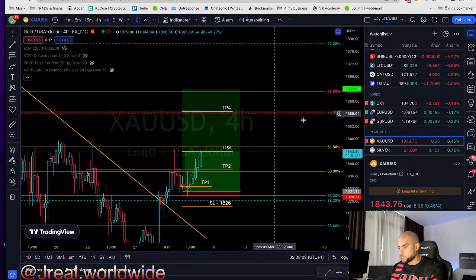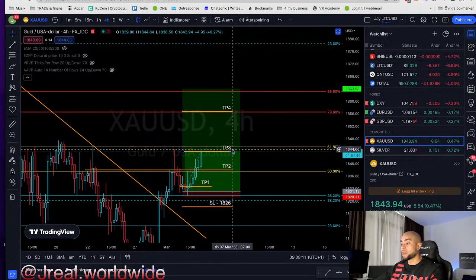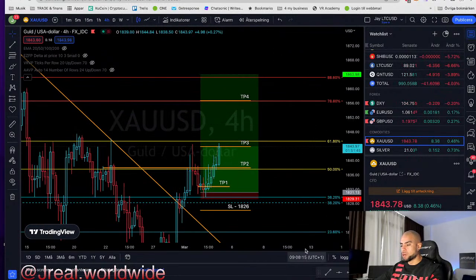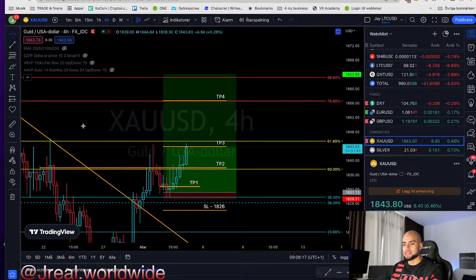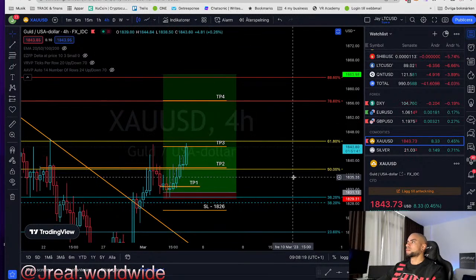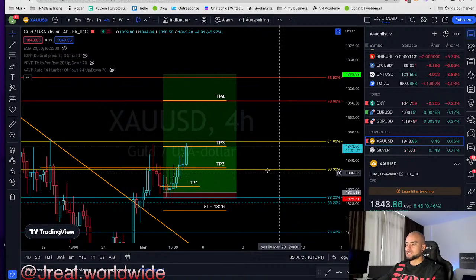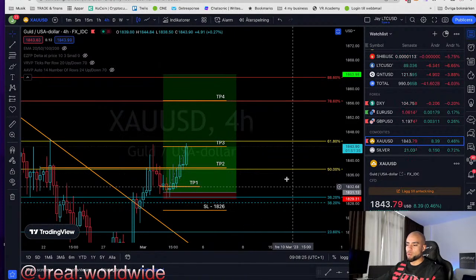Let's see if we can hit TP4. Sorry, we smashed TP3 yesterday. Let's see if we can hit TP4. TP4, like I mentioned yesterday, is a blessing. If you hit it, it's like a bonus. So we always focus on TP1, TP2.